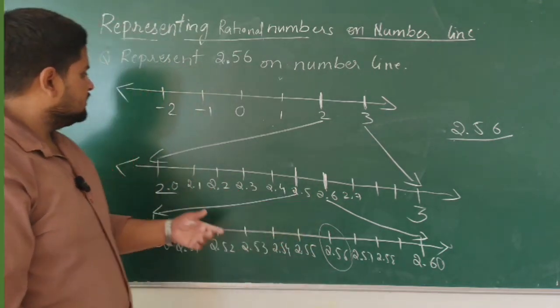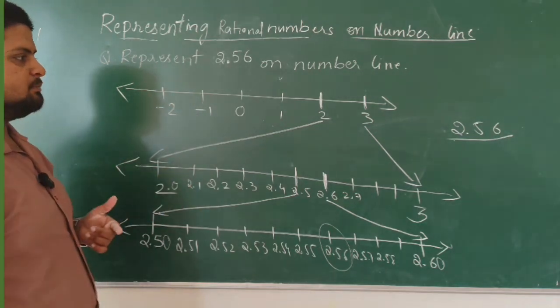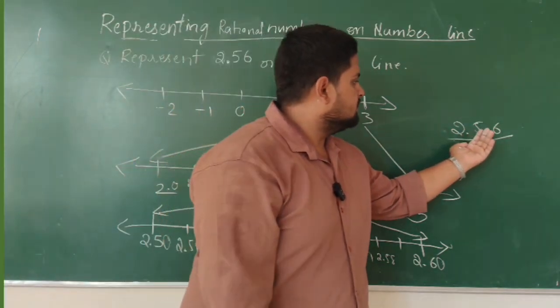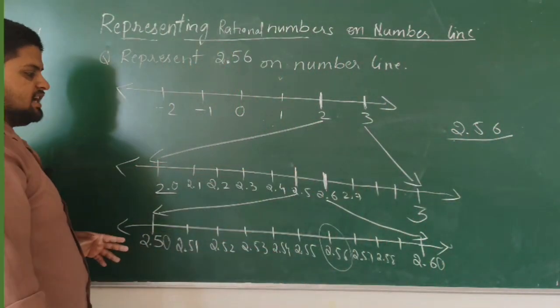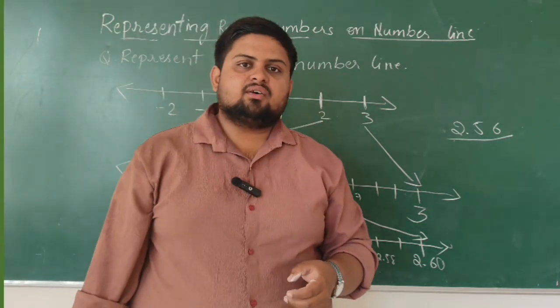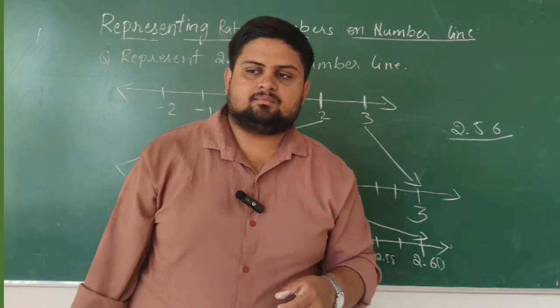If you want a negative number, you can zoom the part towards this side of the number line and you can do the same process. This can be done up to any number of decimal points and any number of digits after the decimal points. Now quickly pause the video and try to represent these numbers on the number line.